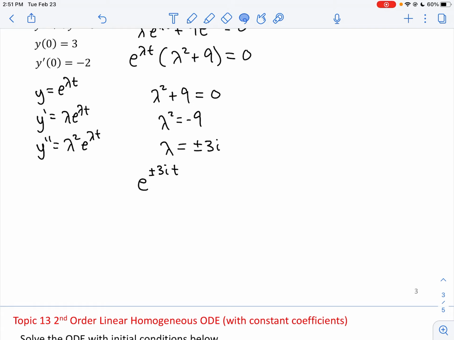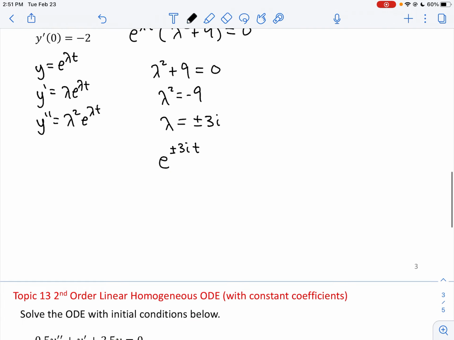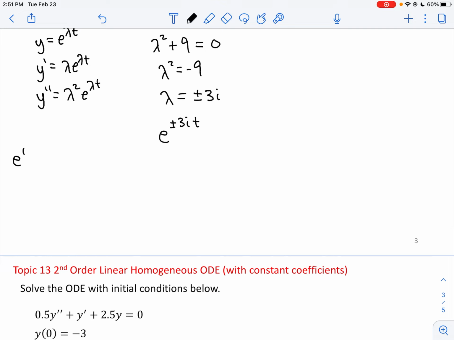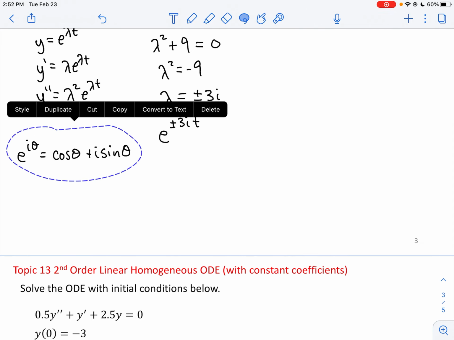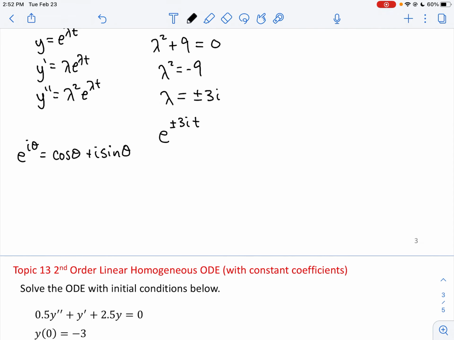Now we're going to use something called Euler's identity. Let me summarize Euler's identity over here. It's e to the i theta is equal to cosine theta plus i sine theta. This is something that's learned in a trig class that we are going to be using right here. It's called Euler's identity, or Euler's formula. And we're going to use that right here, where the theta is going to be the plus or minus 3 times t. So there's our e to the i theta.